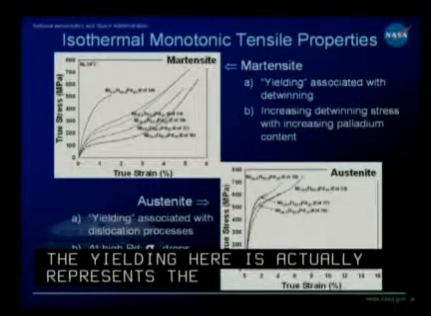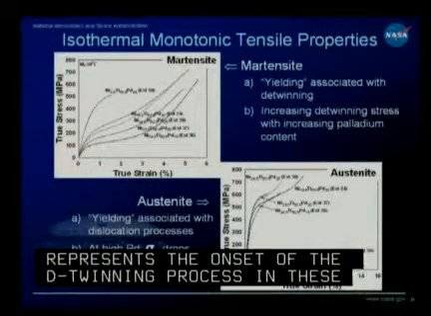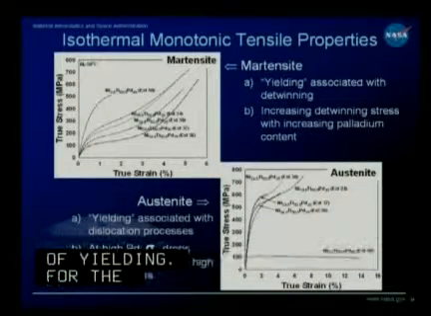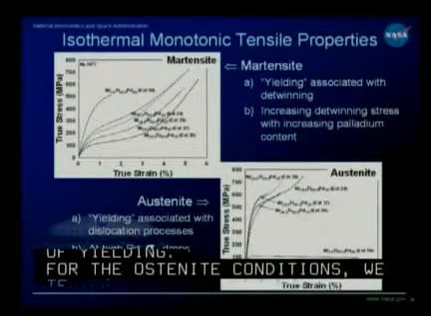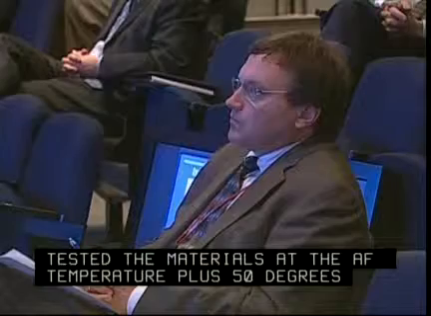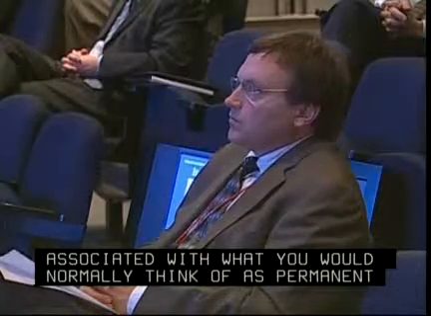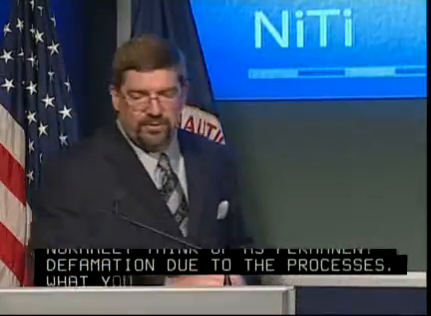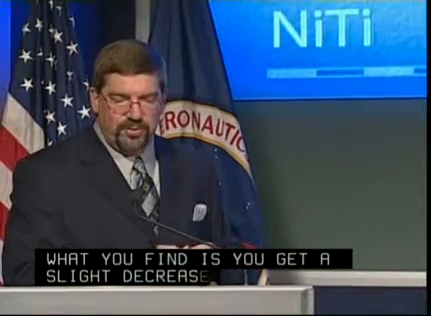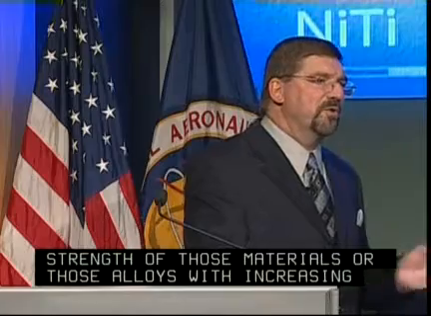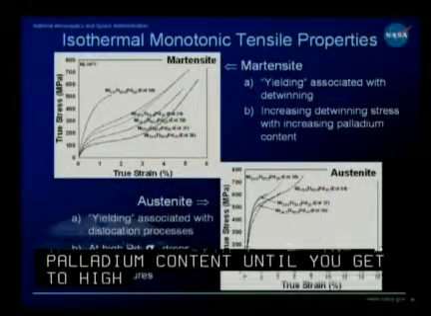So it's not what you would conventionally think of in terms of yielding. For the austenite condition for these alloys, we tested the materials at the AF temperature plus 50 degrees C so that it was fully austenitic. And in this case, yielding is associated with what you would normally think of as permanent deformation due to dislocation processes. And what you find is you get a slight decrease in the yield strength of those alloys with increasing palladium content until you get to very high levels and very high temperatures, and the strength drops off to very little, next to nothing.